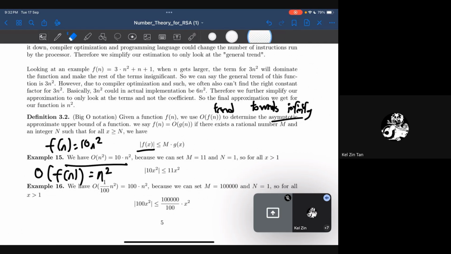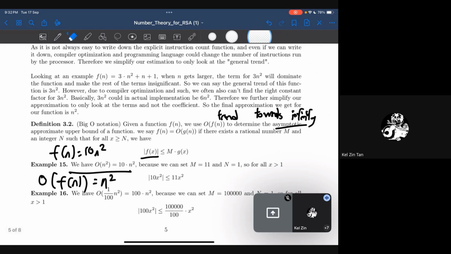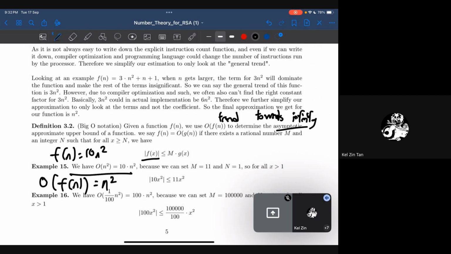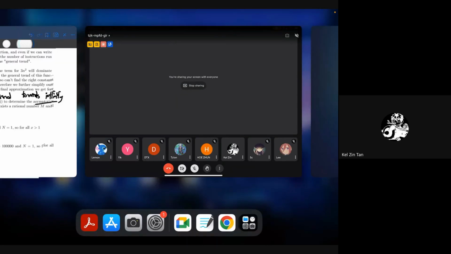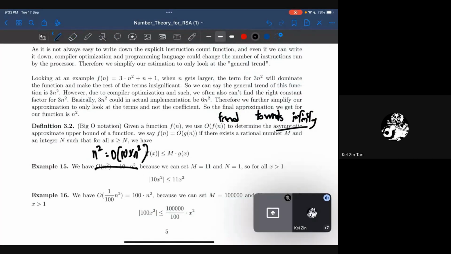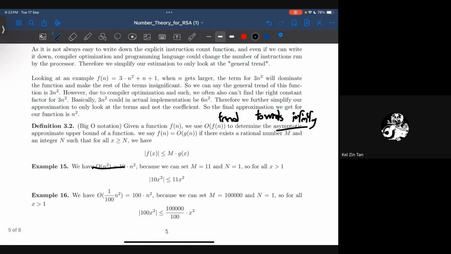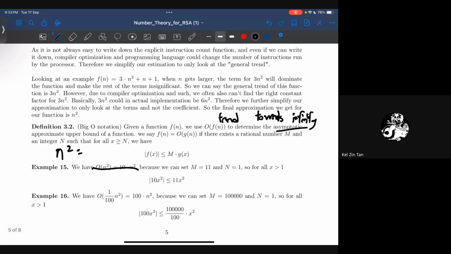Actually, I think this part is wrong. I shouldn't write it like that. I should write it the other way, which is that n squared equals O(10 times n squared). The direction is wrong, sorry. Yep, I should write it like that. This should be the right notation. So in all, this should be n squared equals O(10n squared). Actually, never mind, I think it's the same thing. It's the same thing. Never mind, you can just use it. Okay, it's fine.